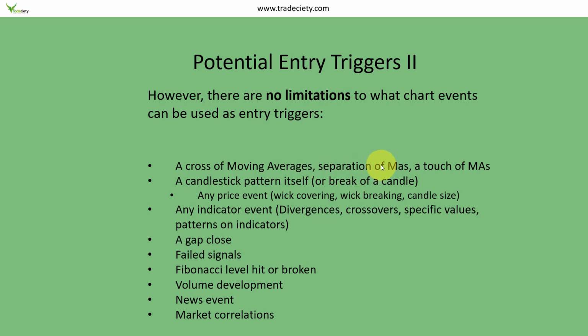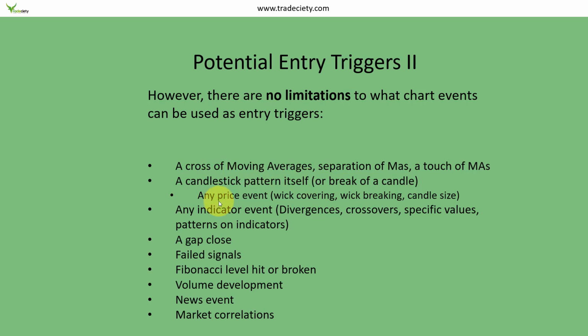We could wait also for the separation of moving averages. Maybe the moving averages are coming together and then we wait for them to get further away, which is a momentum signal. Or we could get in as soon as moving averages touch. We could also have entry triggers around candlestick patterns itself. So whether we look at pin bars, engulfing, morning stars, evening stars, you name it, and then we can have different rules on the pattern itself.